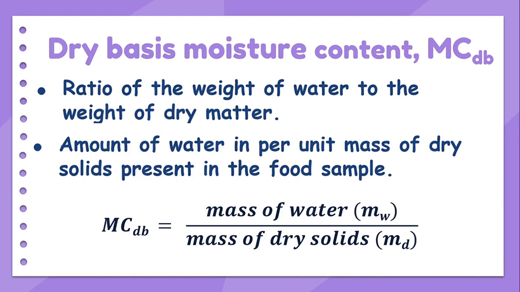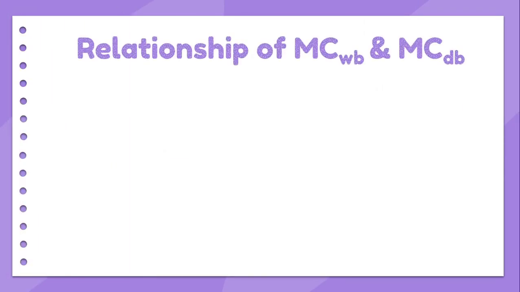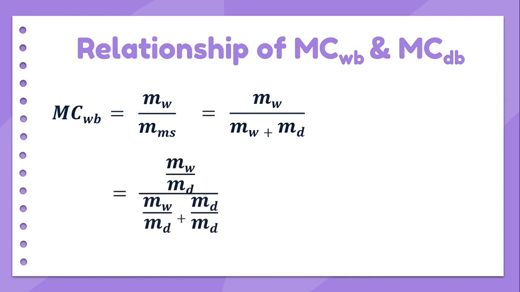The moisture content in dry basis and wet basis can be interconverted. Let's look at their relationship. Wet basis moisture content equals mass of water divided by mass of moist sample. Mass of moist sample is the sum of mass of water and mass of dry solids. By dividing both numerator and denominator by mass of dry solids, we get the equation which allows us to convert moisture content from dry basis into wet basis.